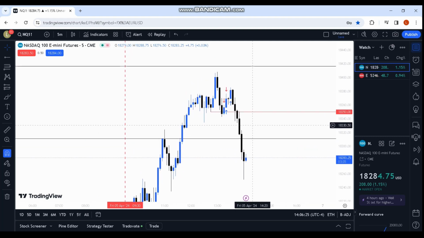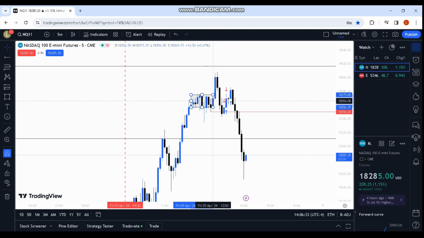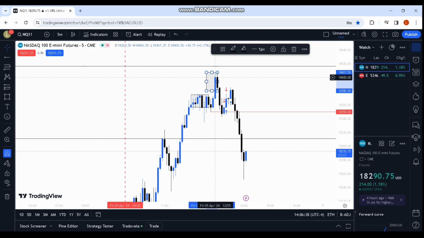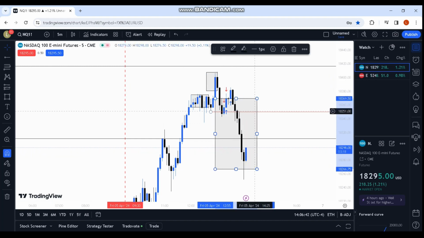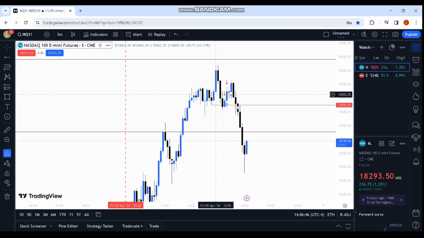So what I see is that first of all, we have a consolidation right here. This is all consolidation. Then we have this manipulation right here. This is all manipulation, all this. And then I'm expecting distribution, which is exactly what happened, right? I'm gonna delete this stuff real quick. And plus we broke structures to the downside.